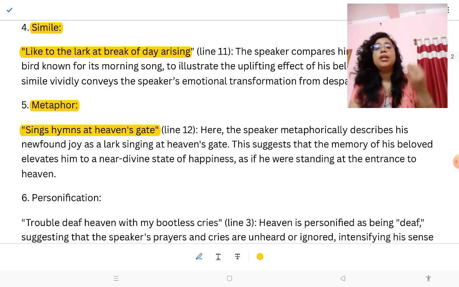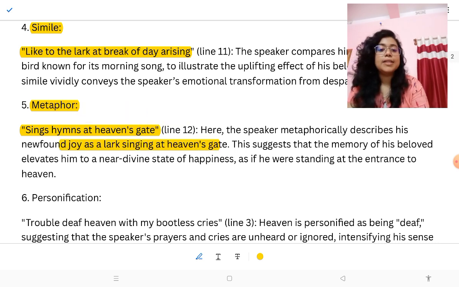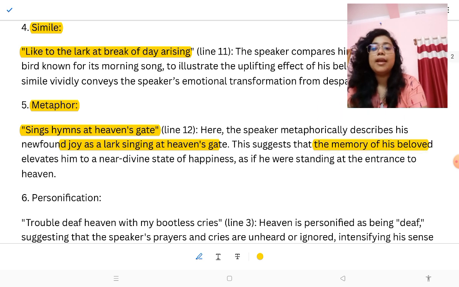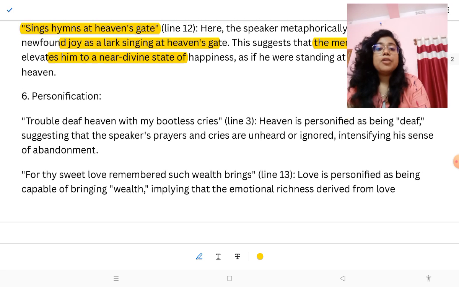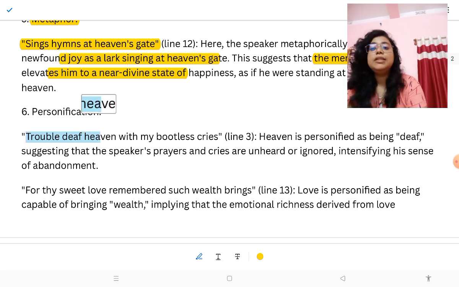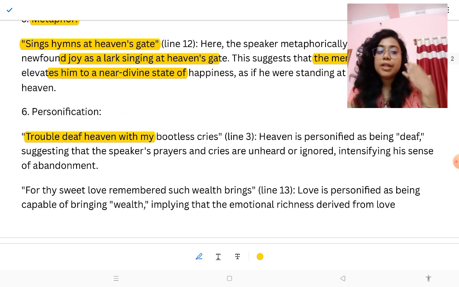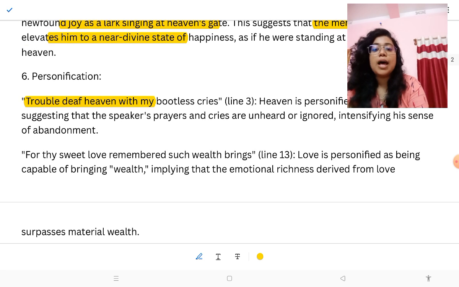Here heaven's gate is compared with God's gate. Metaphorically it describes newfound joy as a lark singing at heaven's gate, which suggests that the memory of his beloved elevates him to a near divine state of happiness. Then personification, when you personify something abstract: "trouble deaf heaven". Heaven cannot be deaf, so heaven is personified as a person. Then "for thy sweet love remembered": love is personified as being capable of bringing wealth.